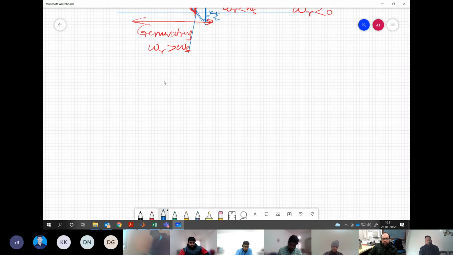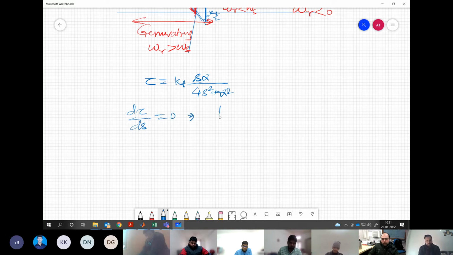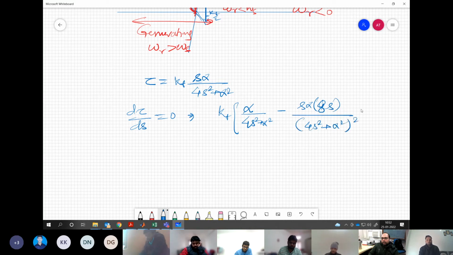So if you want to prove the same thing from the expression also, you can do that. Let's say you don't approximate, simply have this. And you try to get the maximum torque. So basically d tau by ds should be 0. So what this will come out to be? Kt alpha divided by 4s square plus alpha square minus s alpha times of 8s divided by 4s square plus alpha square whole square going equal to 0. So simple differentiation I have taken. Now what this will do?